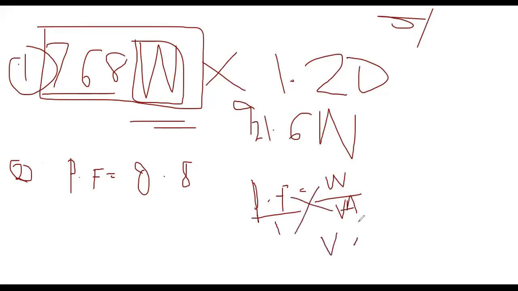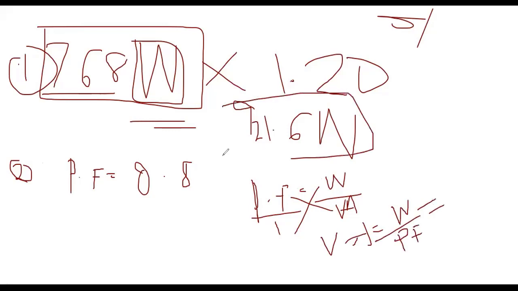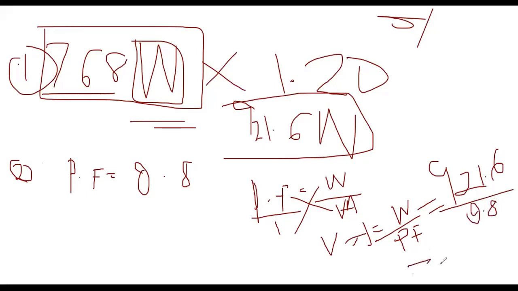So our VA will be the wattage divided by the power factor. What is our wattage after including tolerance? 921.6 divided by the power factor of 0.8. What is the value? 1152. So we have 1152 VA, right?